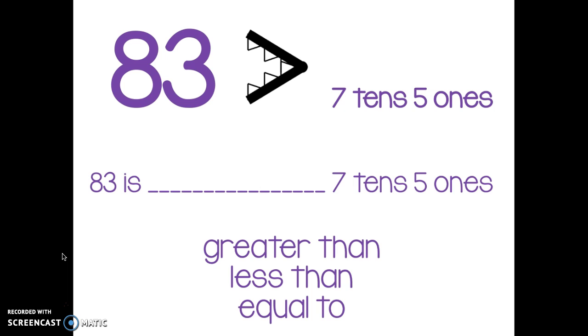If I was going to write that in a good number sentence, I would say 83 is blank 7 tens and 5 ones. Is 83 greater than, less than, or equal to 7 tens and 5 ones? I've already compared the tens, so I know that 83 is greater than 7 tens and 5 ones.